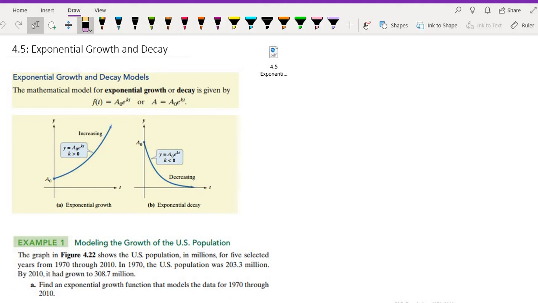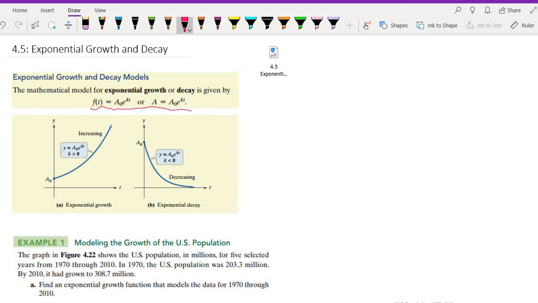Hello guys, today we're going to study 4.5 exponential growth and decay. So here we have the mathematical model for exponential growth and decay, given by two forms right here. f of t equal to a sub 0 e to the kt power, or we can write it as a equal to a sub 0 e to the kt power.